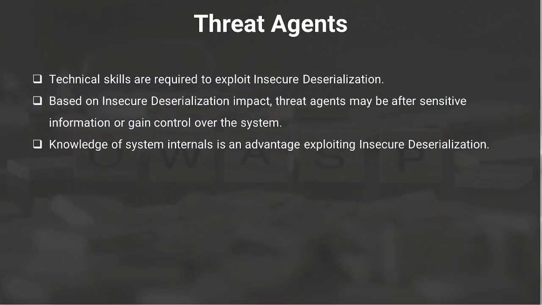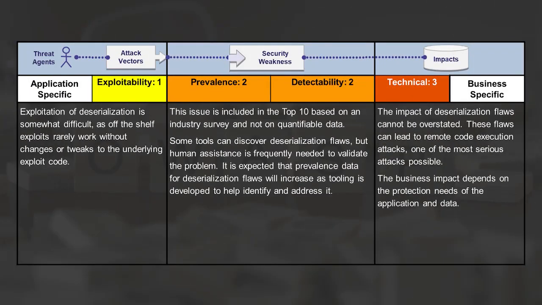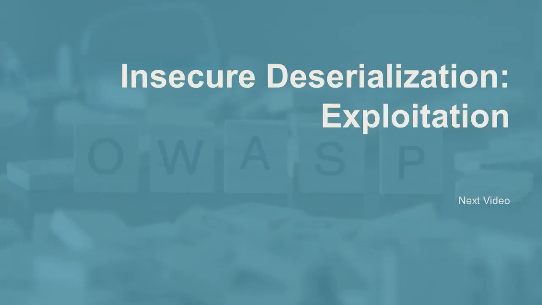Technical skills are required to exploit insecure deserialization. Off-the-shelf exploits rarely work, requiring changes or tweaks to the underlying exploit code. Based on successful exploitation impact, threat agents may be after sensitive information or gain control over the system. Knowledge about the system internals will greatly help attackers to exploit insecure deserialization. You'll find this table in the OWASP Top 10. Pause the video and take your time to carefully read it. In the next part, we will exploit insecure deserialization on our intentionally vulnerable application.